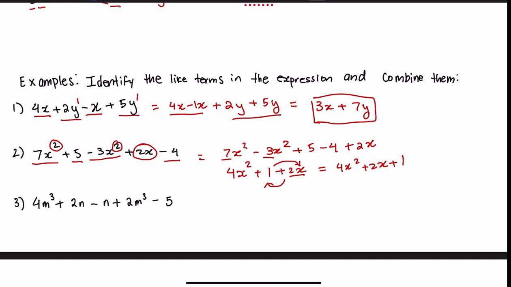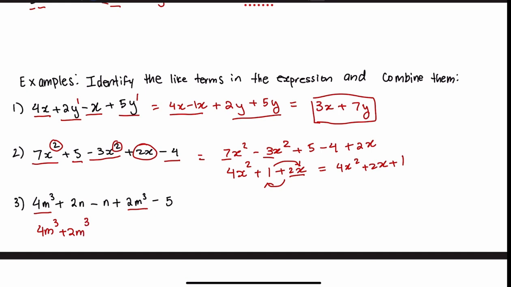So our third one here is 4m to the power of 3 plus 2n minus n plus 2m to the power of 3 minus 5. So starting off with our 4m to the power of 3, can we find another m to the power of 3 that we can combine it with? Yes, we can. We have this 2m to the power of 3. So we can start off writing 4m to the power of 3 plus 2m to the power of 3.